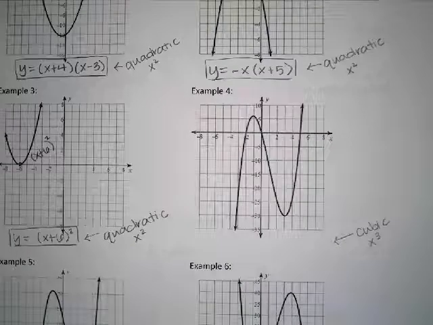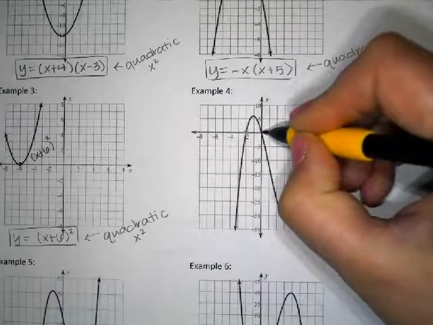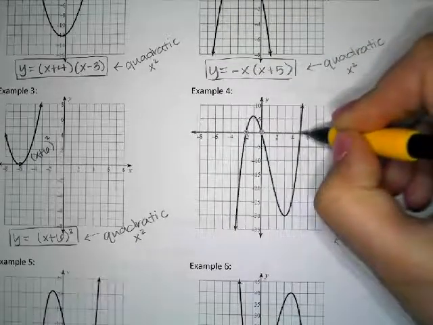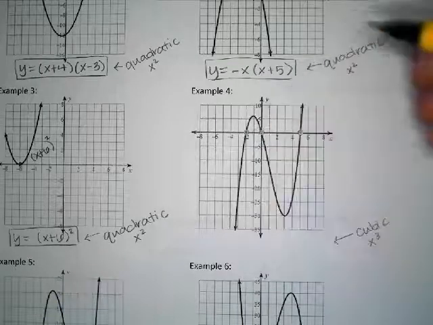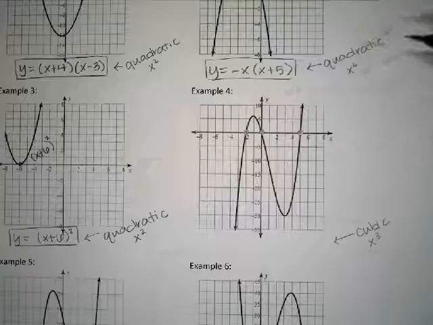So what x-intercepts do you guys see? -2, 0, and 5. And so how would we write those in parentheses?